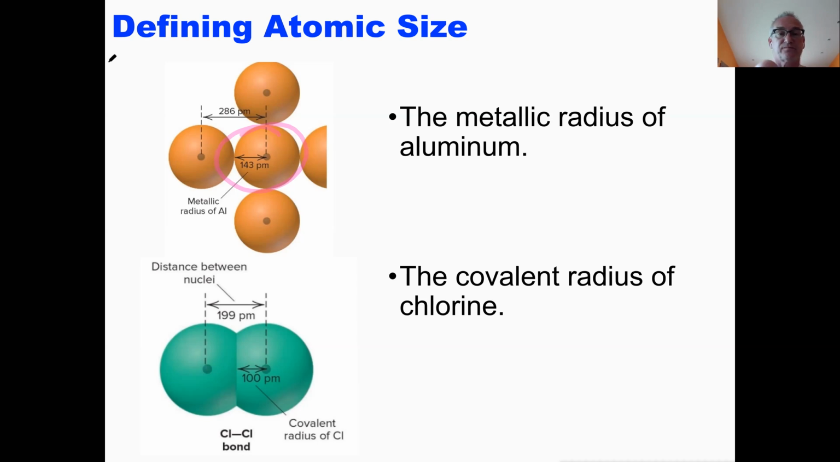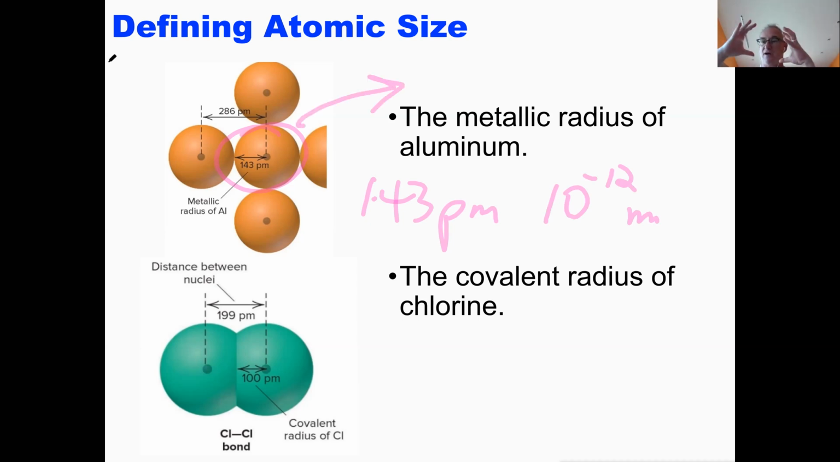And so 143 picometers, and a picometer is 10 to the minus 12 meters, so small. That's the size of the electron cloud of aluminum. Chlorine is about 100 picometers. And so the distance between the two nuclei in a chlorine molecule is about twice that. Here are our two nuclei, and the distance is about twice that, okay?